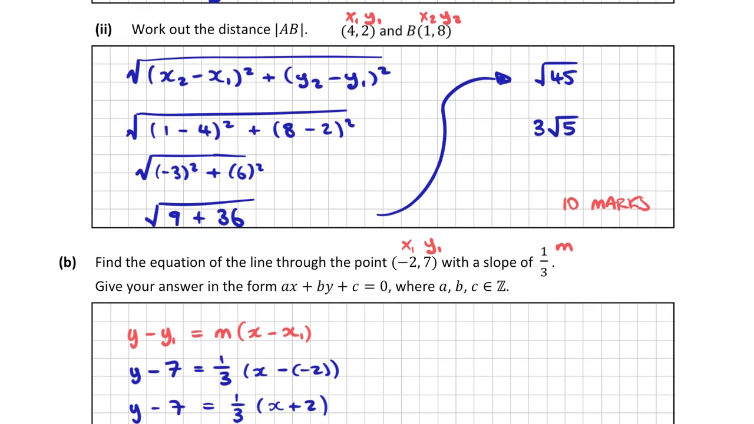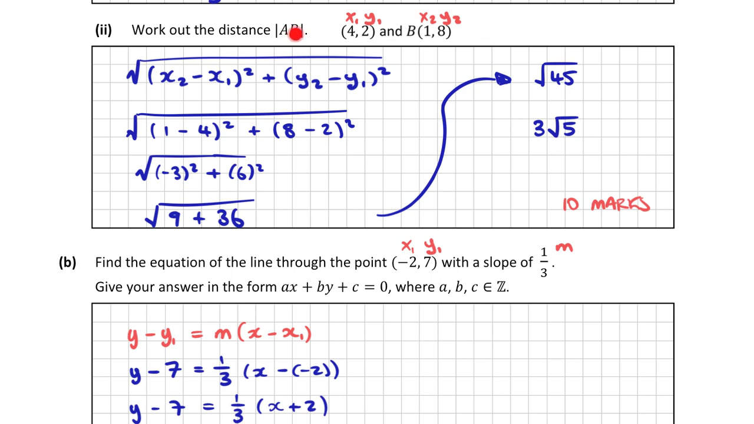Next, we were asked to work out the distance between 2 points. So we wanted to get the distance AB. So this symbol here just means the line AB. So work out the distance between the points A and B. So again, we can label our points x1 and y1, x2 and y2. X always comes first. If you're unsure, just think about the alphabet. X always comes first in the alphabet: W, X, Y, and Z. Y always comes second.